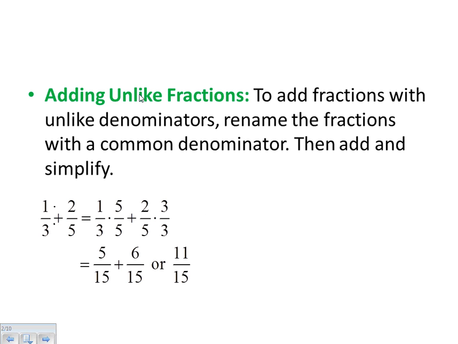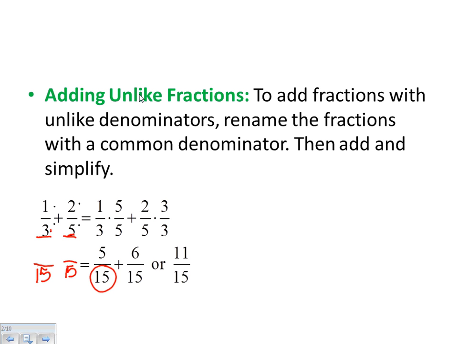So we've got 1/3 plus 2/5. Now you notice that there are unlike denominators. 3 and 5 are not like each other. But we can make them have common denominators. Now a common denominator between 3 and 5 is going to be 15. So what we have to do is get this 3 to be a 15 and this 5 to be a 15.